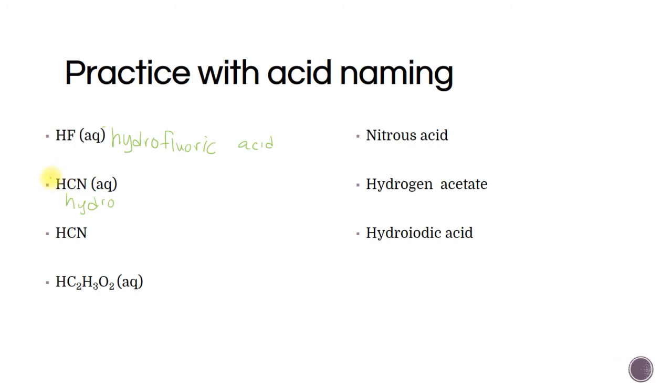CN, so there's 3 elements in this. I think that's going to prompt me to look at the periodic table. CN is the 3rd one down. It's cyanide. So hydrocyanide, IDE gets changed to ic acid, according to our chart.